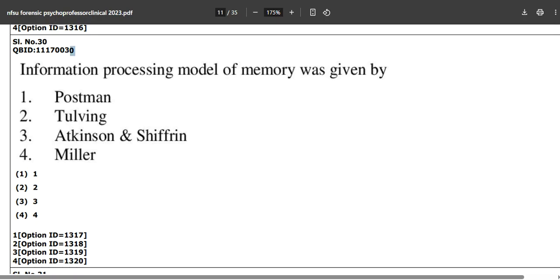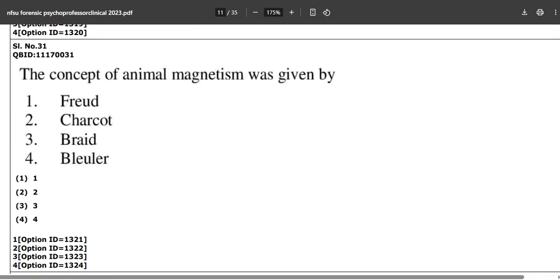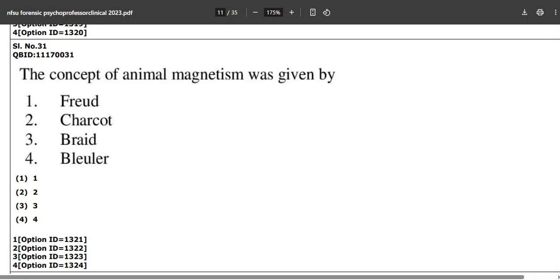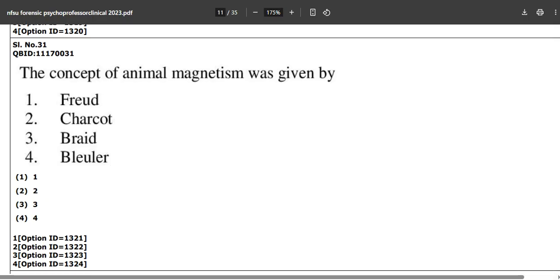Okay, so moving forward to the next one: the concept of animal magnetism was given by, and this question is being dropped because the options are incorrect. None of them is the correct answer over here. So don't worry, it will never repeat again in your life as long as you are giving this examination. Freud, Charcot, Braid, and Bleuler.